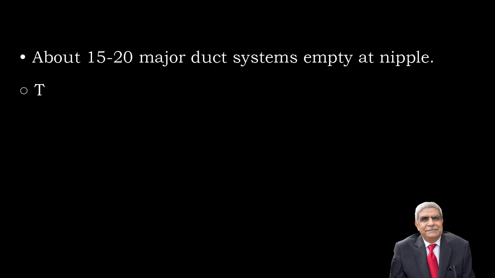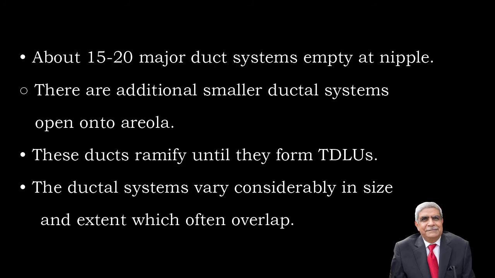Now, a few words about large duct system. About 15 to 20 major duct systems empty at nipple. There are additional smaller ductal systems open onto the areola. These ducts ramify until they form terminal ductal lobular units. The ductal systems vary considerably in size and extent, which often overlap.